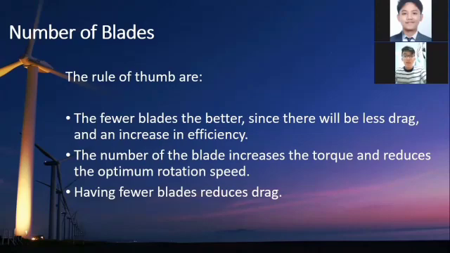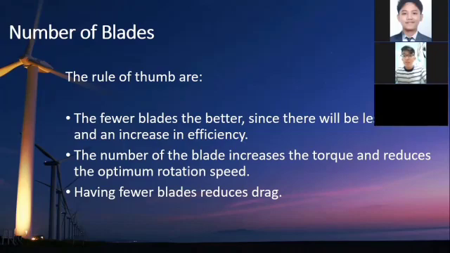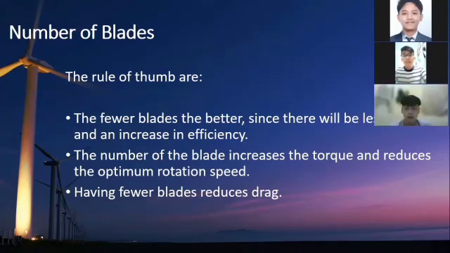Number of blades. The rule of thumb is the fewer blades, the better, since there will be less drag and an increase in efficiency. More blades increase the torque and reduce the optimum rotation speed. Having fewer blades reduces drag. Ayan, next.